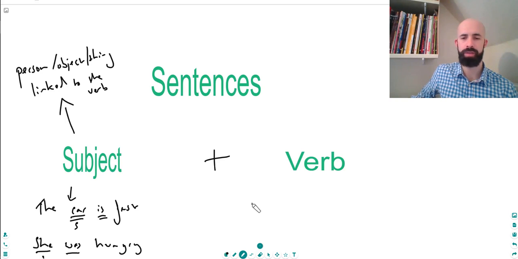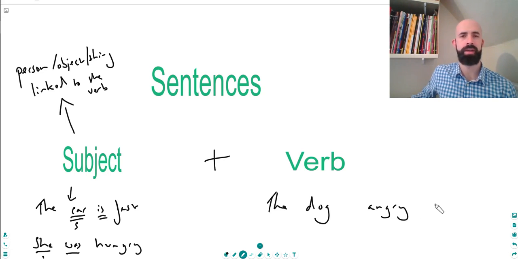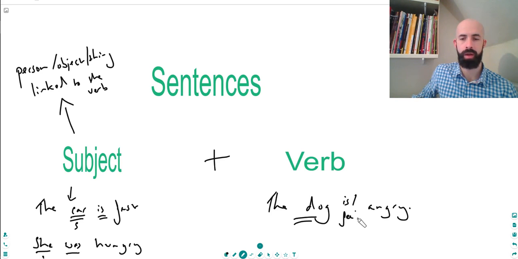So for example, the dog angry. Okay, now is that a full sentence? The dog angry? No, it's not a full sentence. It's kind of caveman language. And what are we missing here? Well, we have a subject, the dog, but we don't have a verb. And the verb should be, in this case, it would be either is or maybe feels angry. The dog is angry or the dog feels angry. So we have to have both a subject and a verb in order for us to have a complete sentence.